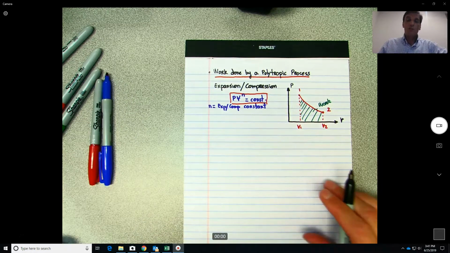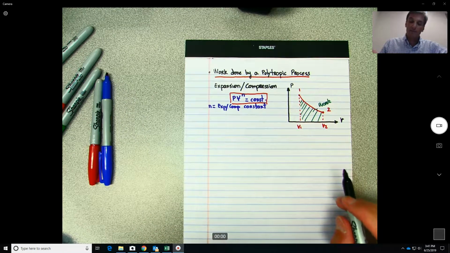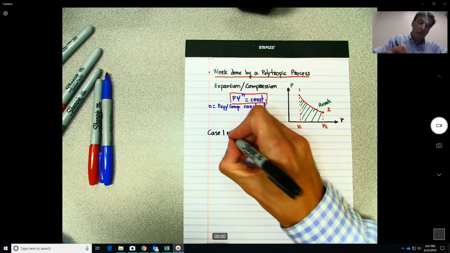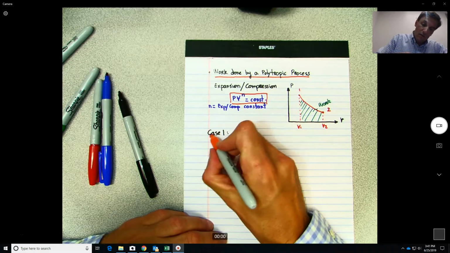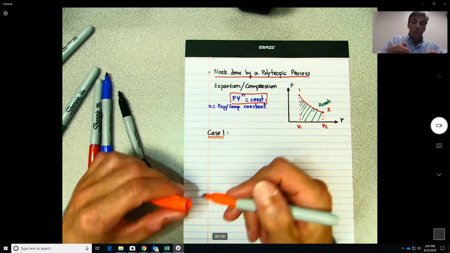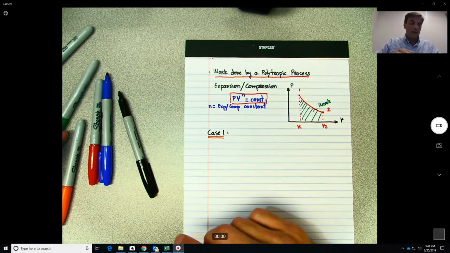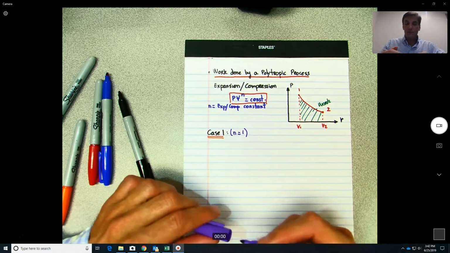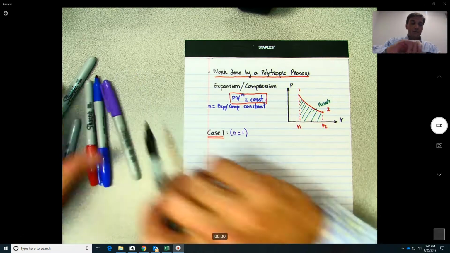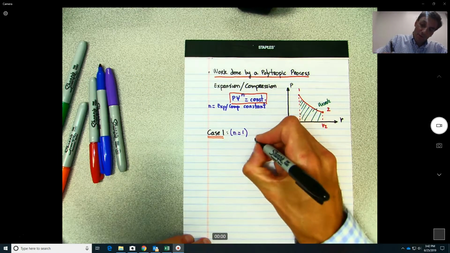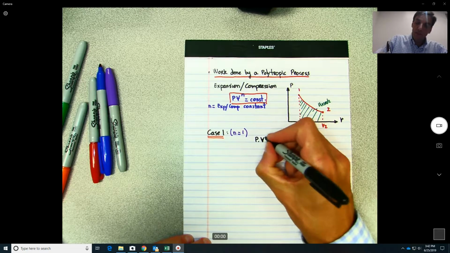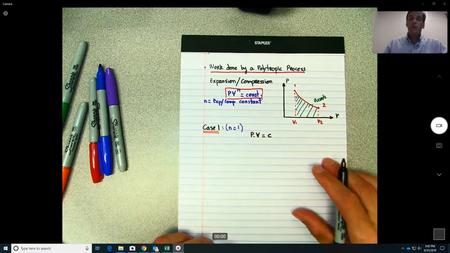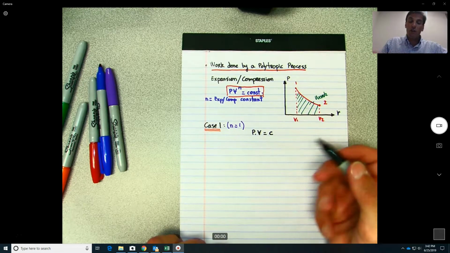Okay, so now we need to differentiate two cases. So case 1 would be, let's say, for n equal to 1. So in that case, what do we have? We have PV to the 1 equal to a constant C. And we need to find what is the work done by the pressure.